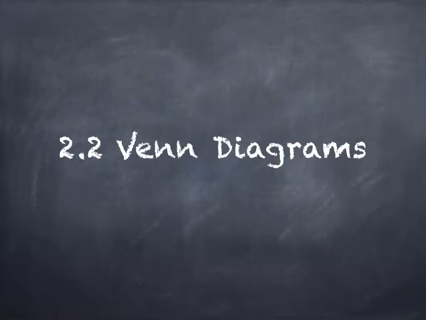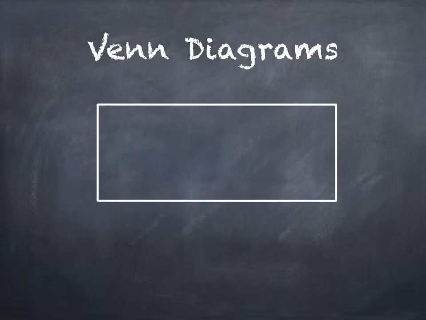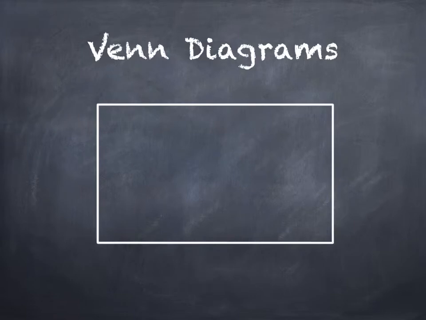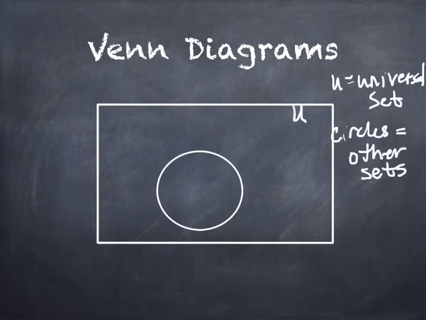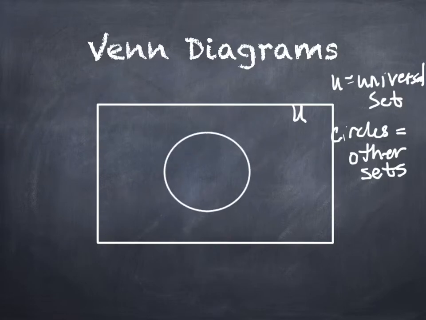Today we're going to take a look at section 2.2, which will be our discussion of Venn diagrams. First thing I want to show you is what a Venn diagram looks like. The basic look is that it is a rectangle, and inside of the rectangle you have one or more circular shaped objects, like a circle or an oval or something like that, oval shaped item inside of there.